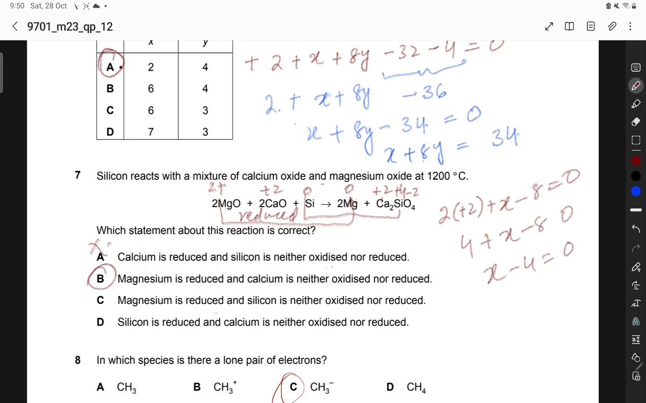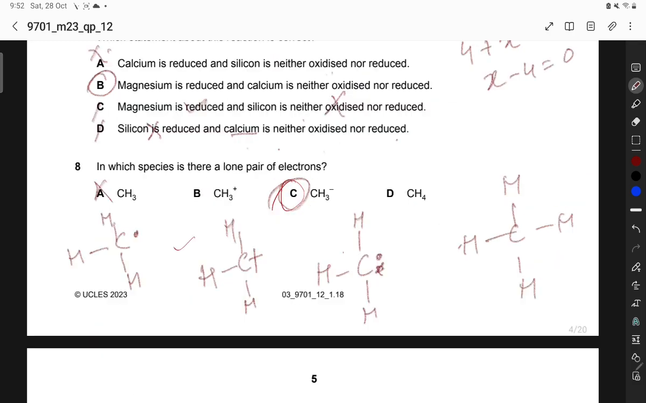Magnesium is reduced, this is correct. Silicon is neither oxidized nor reduced, this is incorrect. Silicon is reduced and calcium is neither oxidized nor reduced. Calcium is neither oxidized, so this is incorrect. Silicon is oxidized, so B option is correct.